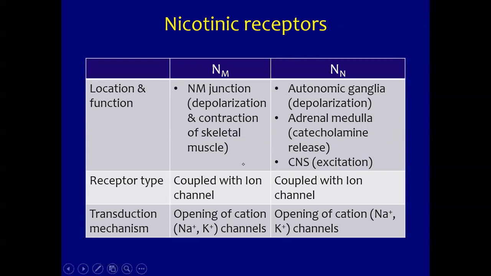And in the case of nicotinic, the receptors are coupled with an ion channel. Didn't I mention in my pharmacodynamic lecture, some receptors are coupled with ion channels, and this is the classical example. Ion channels here are opening up, mainly sodium and potassium channel. Nicotinic receptors are not G protein coupled receptors, they are coupled with ion channel. Okay?